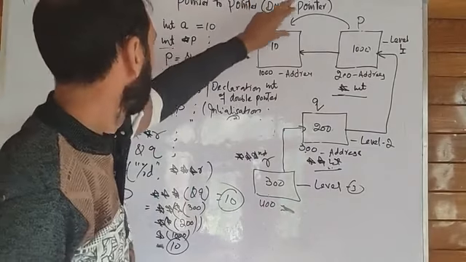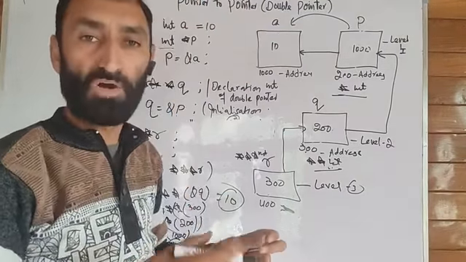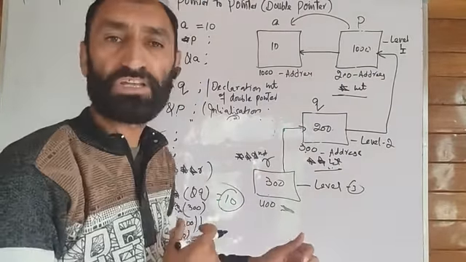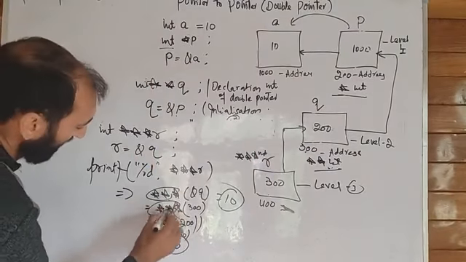So I hope now you have understood pointer to pointer, how we can access the value through pointers, and what is chain of pointers. We can increase the chain of pointers by increasing these asterisk symbols.